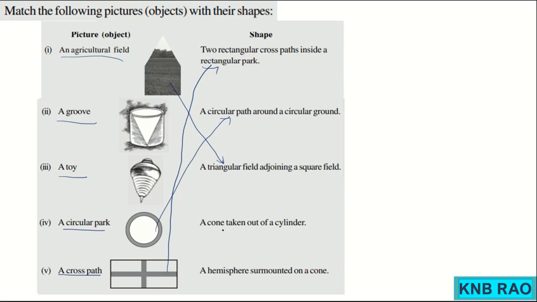Next, fourth one, a cone taken out of a cylindrical shape. So a groove comes straight away here. Next, fifth shape is a hemisphere surmounted on a cone. Hemisphere surmounted on a cone. This top comes here. Normally we call this a top, a toy, okay, we use it to play. Then with this we will get into another important view of 3D shapes.